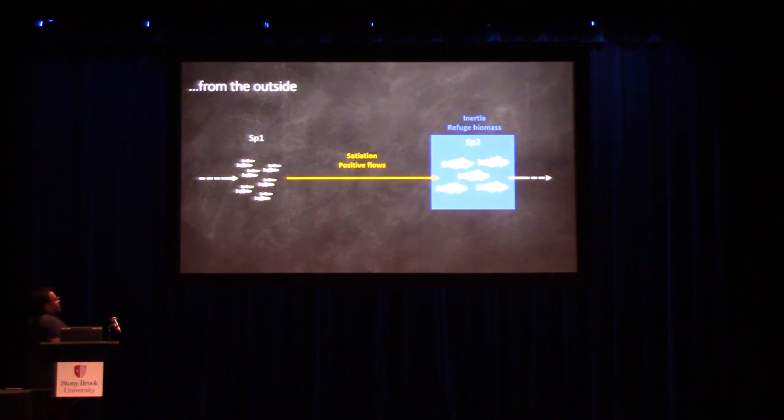So the constraints we have are of two types. These are the basic constraints I mentioned. You have constraints on the trophic flows, and you have constraints on the biomass. On the trophic flows, you have satiation and positive flows, basically. Satiation: you're limited in the amount you can eat. Positive flows: a prey cannot eat a predator. Pretty simple and clear. Inertia, I mentioned, is on the biomass: it's how much your biomass can increase or decrease from one time step to another.